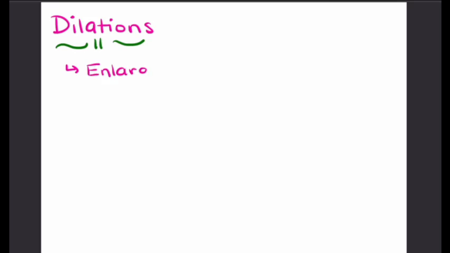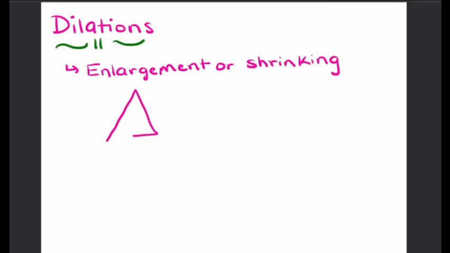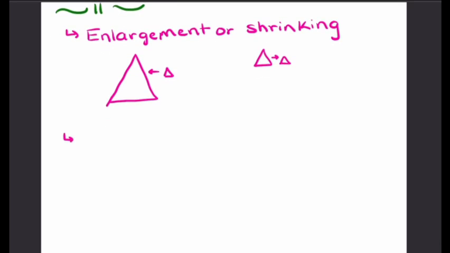So if you have some sort of shape, your shape is either going to get bigger, like this, or smaller, like so. So it'll go from the small one to the big one, or the big triangle to the small triangle. A dilation will either make your figure bigger or smaller.